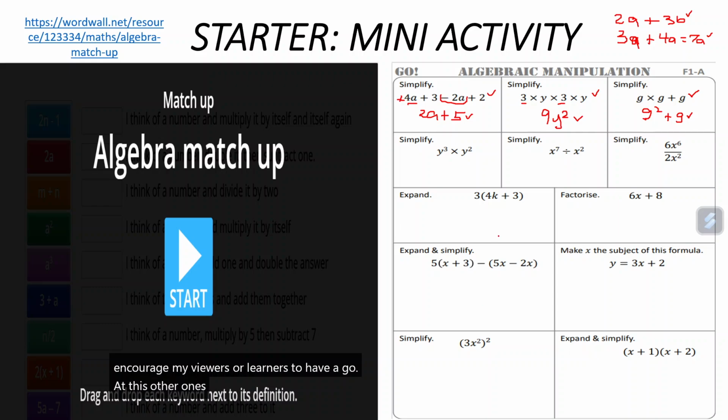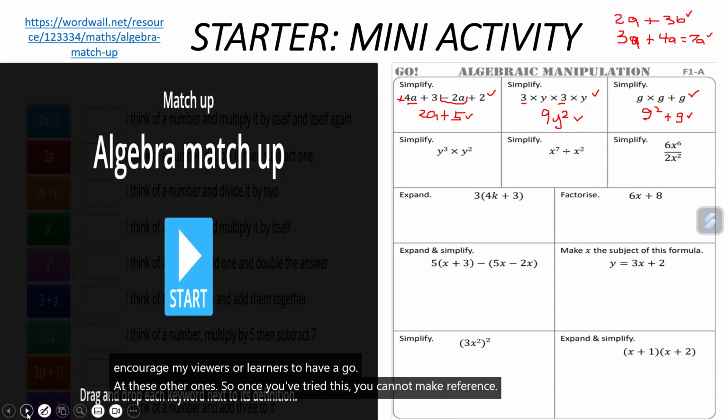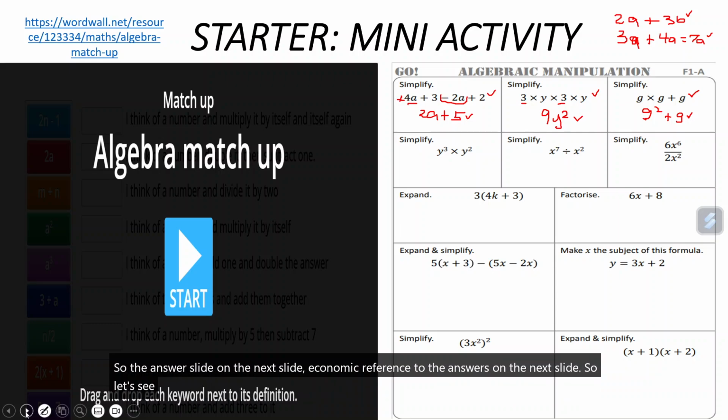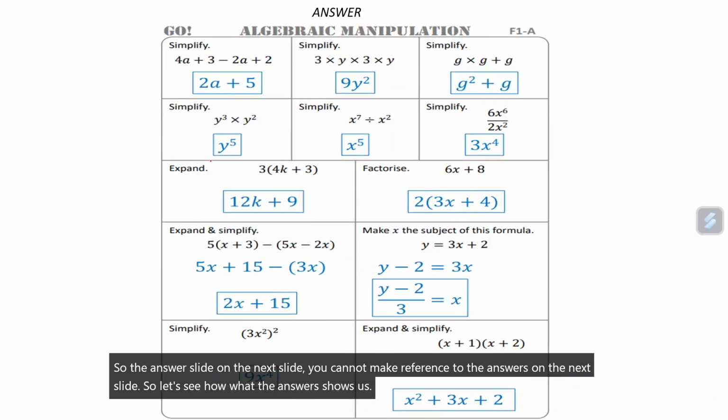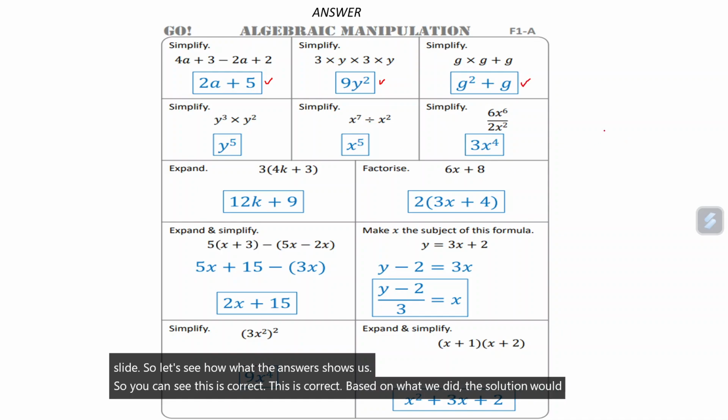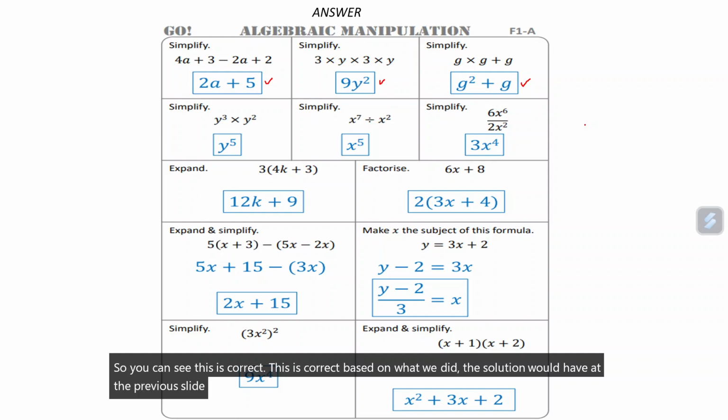Once you've tried this, you can now make reference to the answers on the next slide. So let's see what the answers show us. You can see this is correct, based on the solution we had at the previous slide. I will encourage my learners or viewers to take this as a guide.